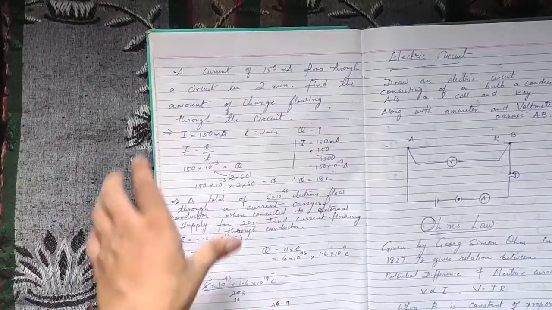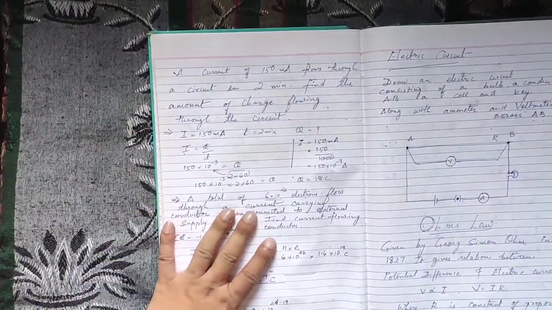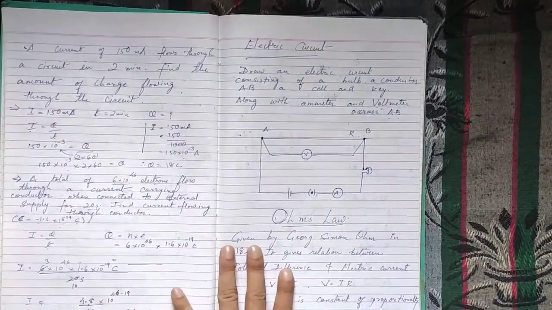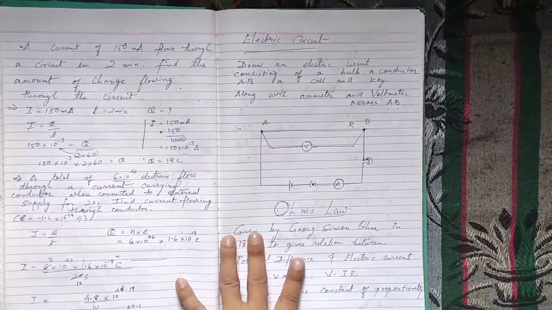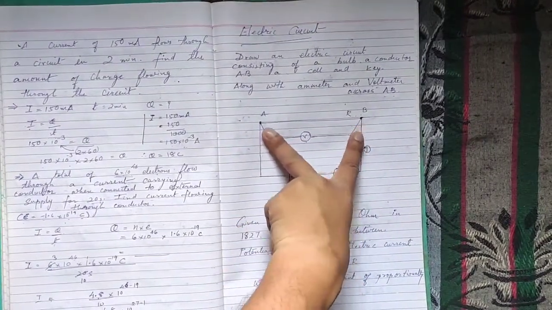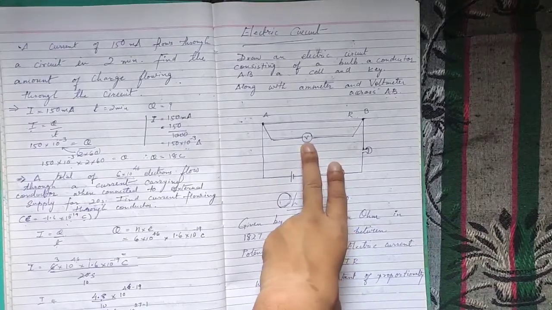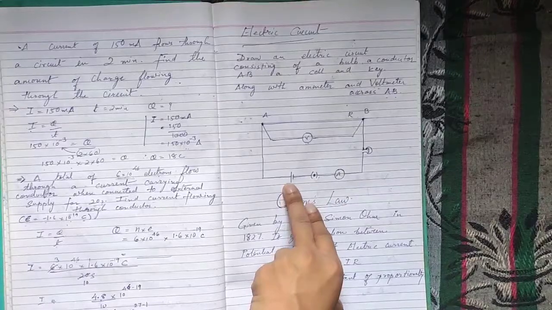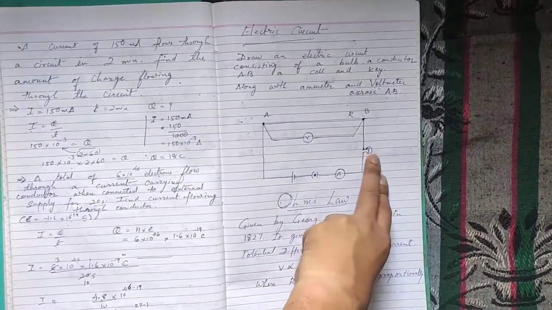Next is a simple numerical. We already talked about this, so we are not going to waste any time revising the numericals. We will move forward and we will draw a simple electric circuit. This is how you draw 2 points A and B, a conductor, potential difference measurement, voltmeter, ammeter, a battery or a cell, a key, and a bulb.